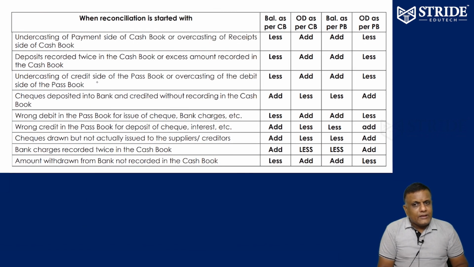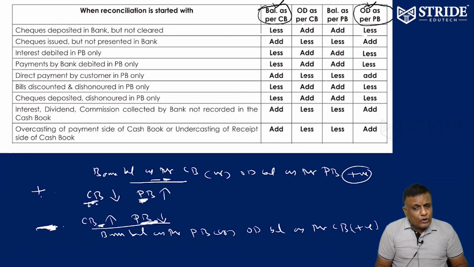That's it. Let's see. Undercasting of credit side of passbook or overcasting of debit side of passbook. What is undercasting of credit side of passbook? Credit side of passbook means you have a higher balance in the passbook. Undercasting means we have a lower passbook balance. So you have a lower passbook balance. Okay. Therefore, those items are to be subtracted.